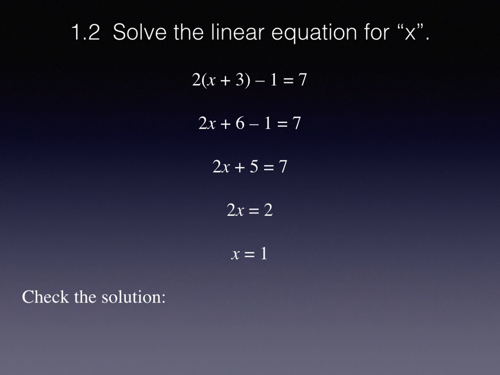Now it's a good idea to check the solution by substituting the value of 1 into the original equation for x. Now add 1 and 3, do the multiplication, and then we get a true statement, 7 equals 7. Therefore we know the solution x equals 1 is correct.